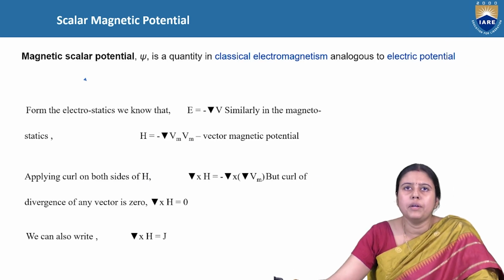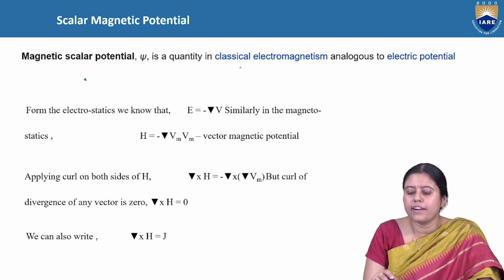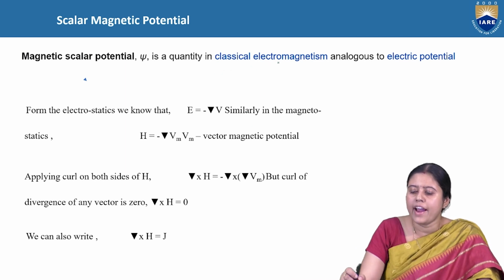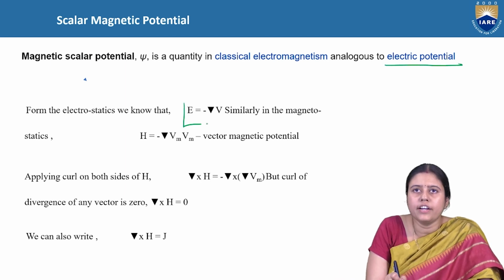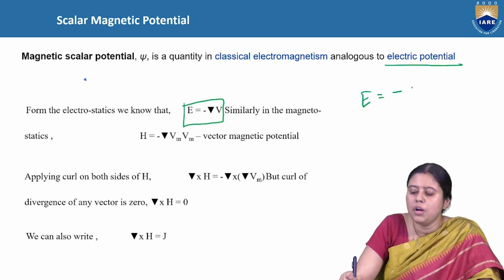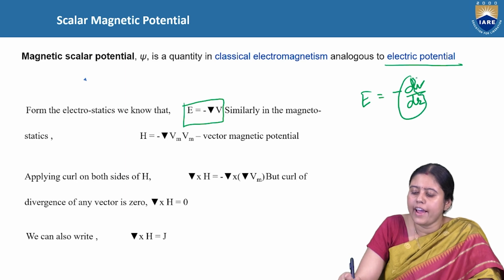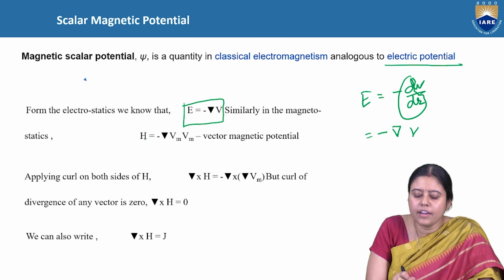So, as I told, magnetic scalar potential psi is a quantity in classical electromagnetism analogous to electric potential. In the electric field, we have E is equal to minus grad V. We know E is equal to minus dV by dr. So, d by dr we can write as grad. So, minus grad V.